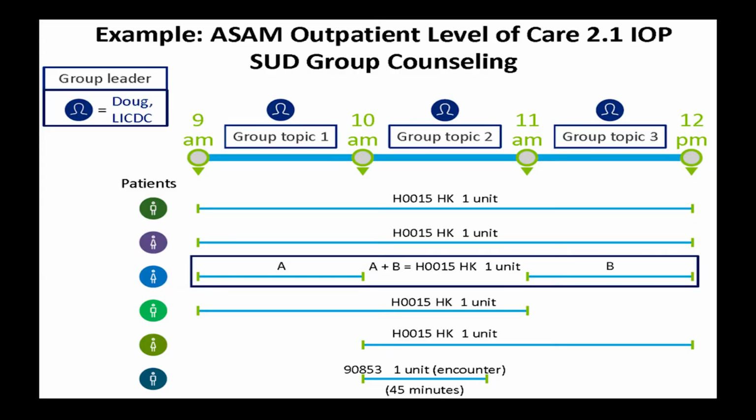So here's an example of an IOP group with 6 patients led by a licensed practitioner, and shows the different codes that you would use. So if somebody is in group for the 2 hours and 1 minute, you would still use the H0015, but if it's for less than an hour, you use the 90853, so that we can still bill for that time even if they don't meet the 2 hour and 1 minute minimum threshold.